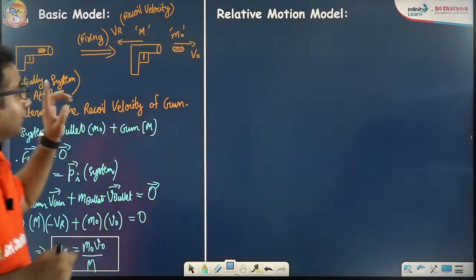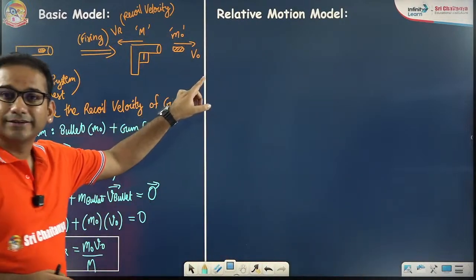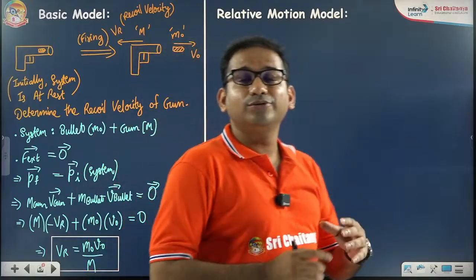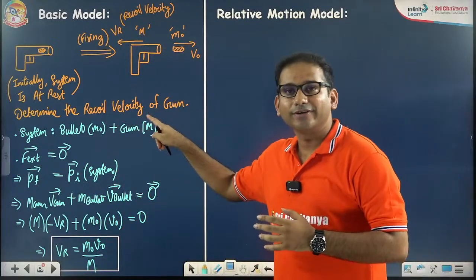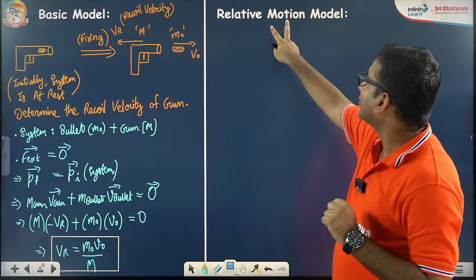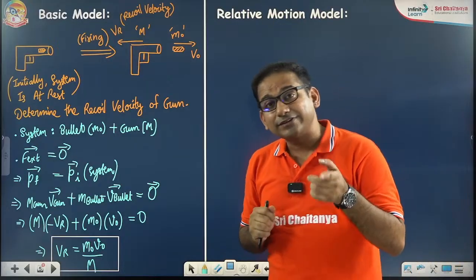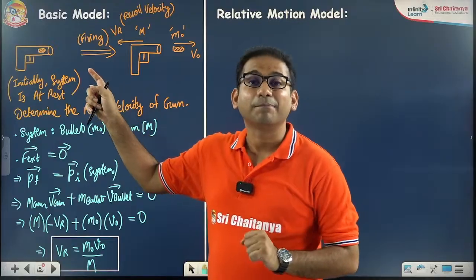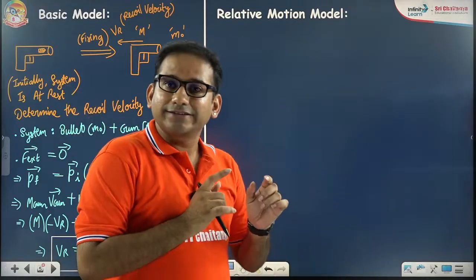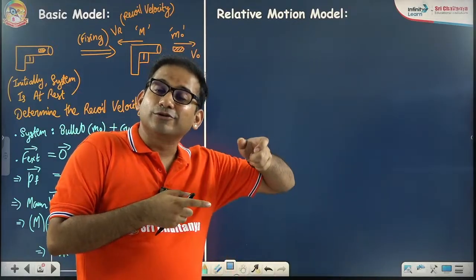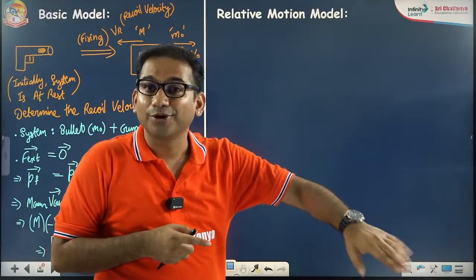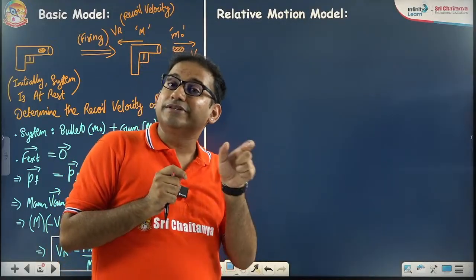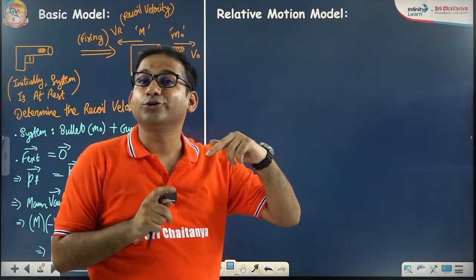Alright. The critical thing arises when they don't give you the velocities with respect to ground, but they talk about the relative motion. They will give you the velocity of the bullet, but that velocity will be the muzzle velocity, which means you don't know the actual velocity of the bullet with respect to ground, but you know the velocity of the bullet with respect to the gun.